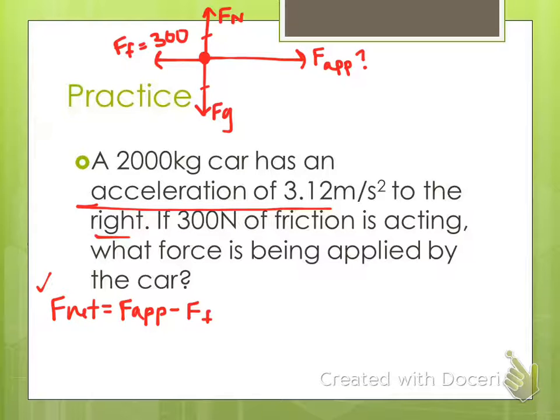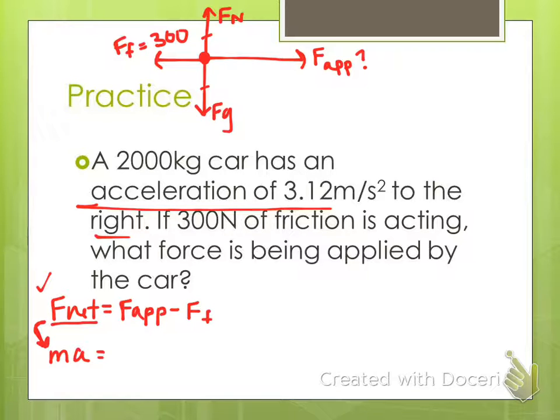Good. We know it's positive forces minus negative, but we also know that F net is equal to mass times acceleration. So I'm doing a substitution right there. If we know that F net is equal to mass times acceleration, I'm just plugging in MA for F net. Does that part make sense?